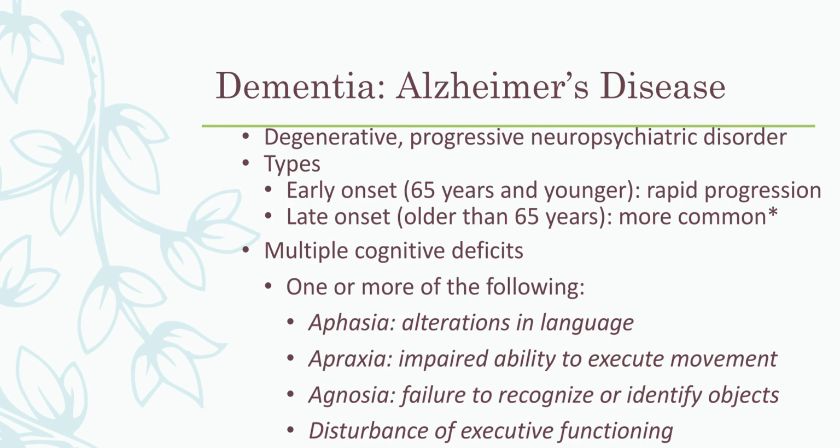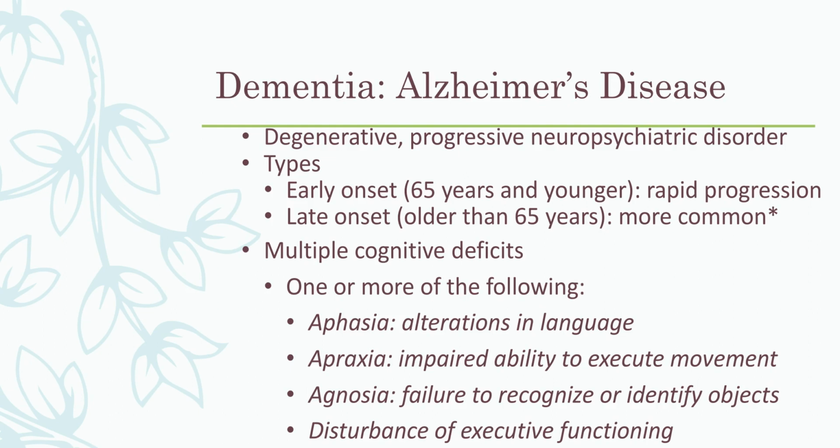We know that early onset is considered something that happens at 65 and younger. It has a rapid progression. It's also not very common. And the outcome of someone with early Alzheimer's is pretty poor. The prognosis is poor. Late onset, older than 65, is more common, and it has a slower progression.